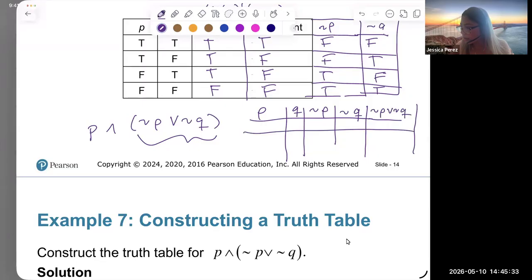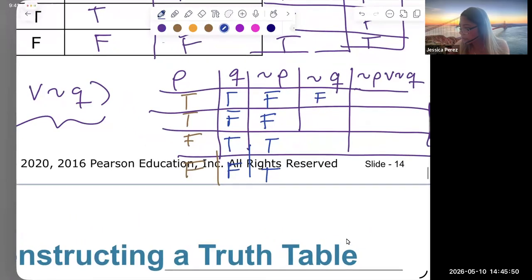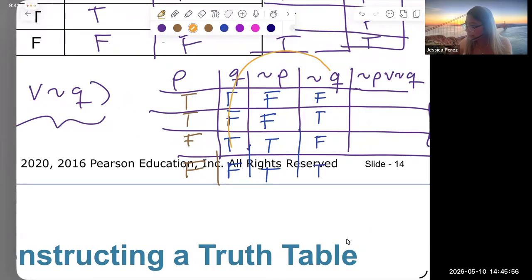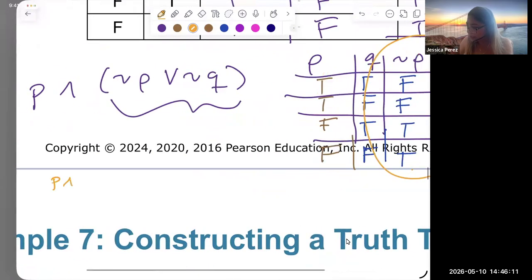So then let's do our usual truth table where we have T, T, F, F, and then we have true, false, true, false. Not P is false, false, true, true. Not Q would be false, true, false, true. Now we want to look at this. F or F is F, F or T is T, T or F is T, and T or T is T. So then we're going to look at P and (not P or not Q).